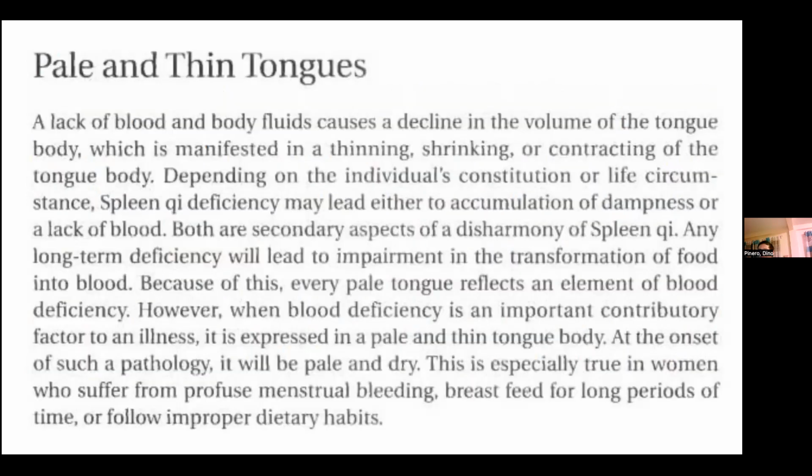Okay, sa pale and thin tongues, a lack of blood and body fluid causes a decline in the volume of the tongue body, which is manifested in a thinning, shrinking, or contracting of the tongue body. Depending on the individual's constitution or life circumstances, spleen-chi deficiency may lead either to accumulation of dampness or lack of blood. So, ang pagkakaroon ng spleen-chi deficiency, it's either pwedeng magkaroon ng dampness or lack of blood. Both are secondary aspects of disharmony of spleen-chi.